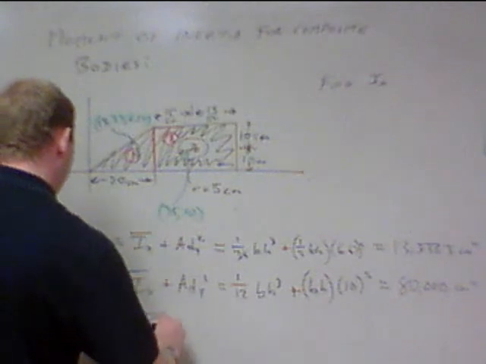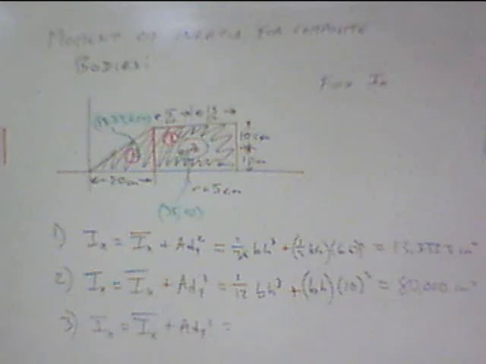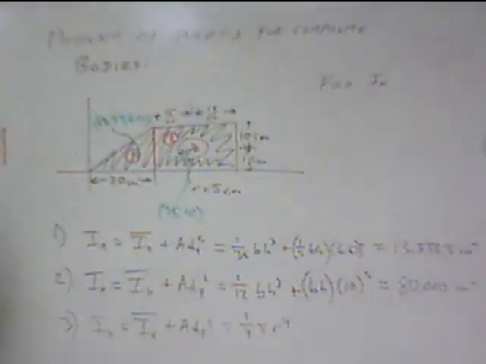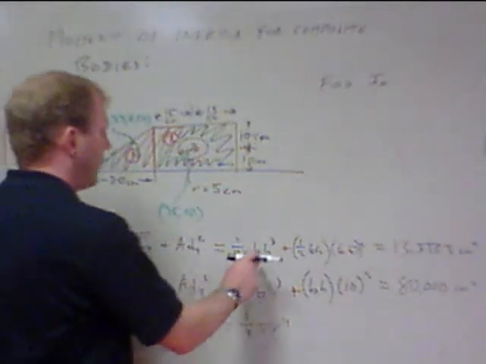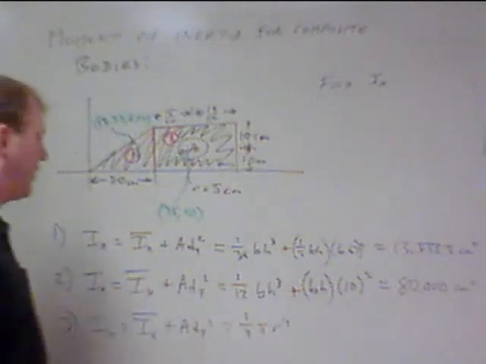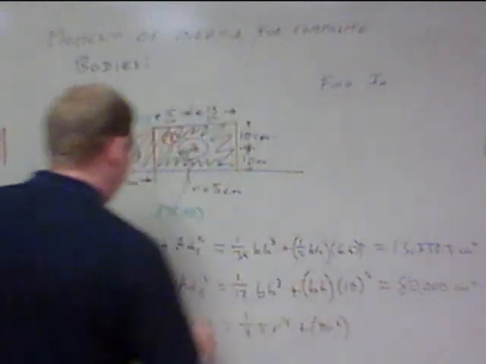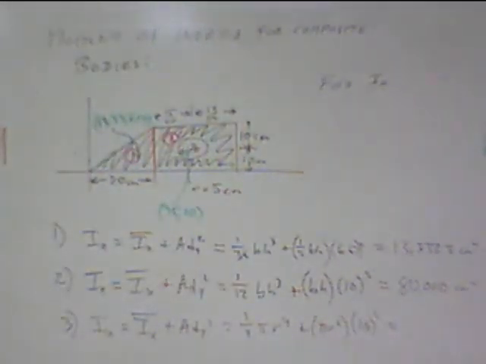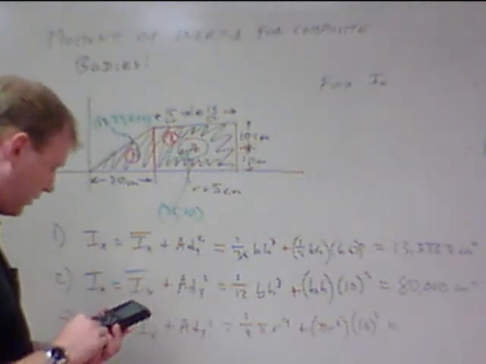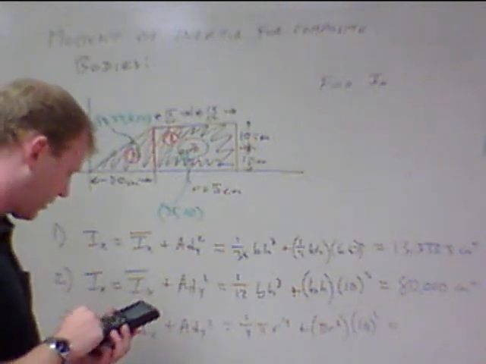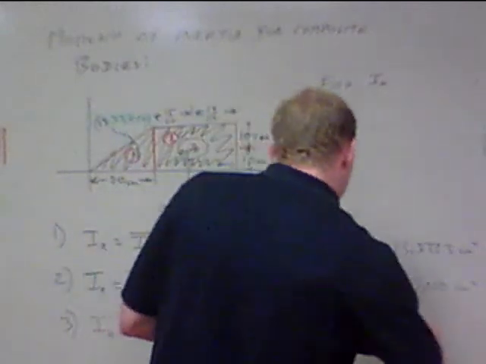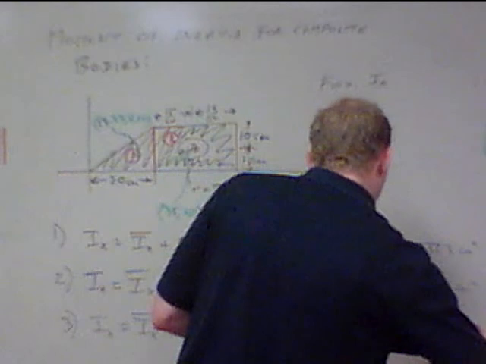And then lastly, Ix equals Ix bar plus A dy squared for the circle. The moment of inertia for a circle about its centroid is 1/4 pi r to the fourth. Notice all these equations end up with length to the fourth: area is length times length, times length cubed, so length to the fourth. Plus the area, pi r squared, times dy squared. Again, we're moving it down 10, so this is 10 squared. This term ends up equaling 8,345 centimeters to the fourth.